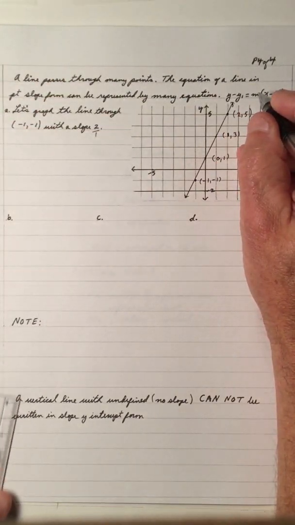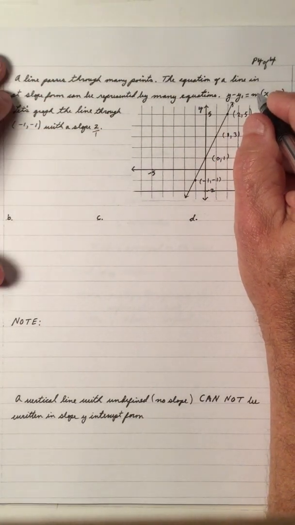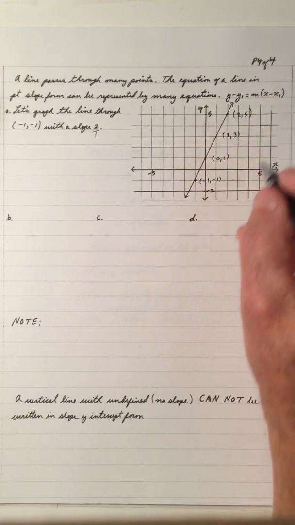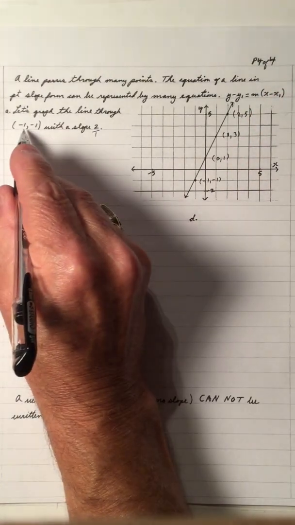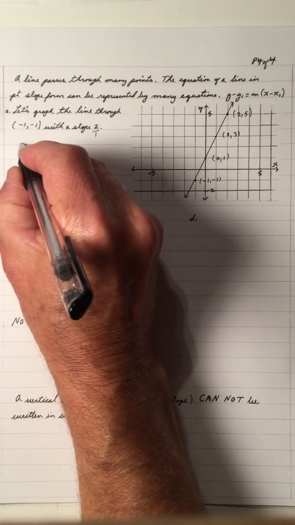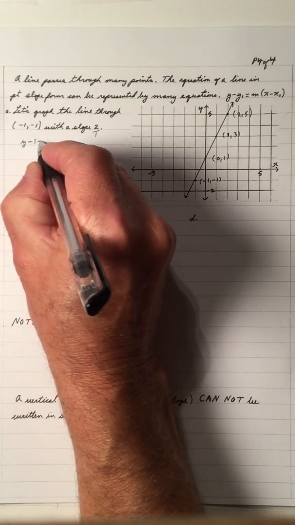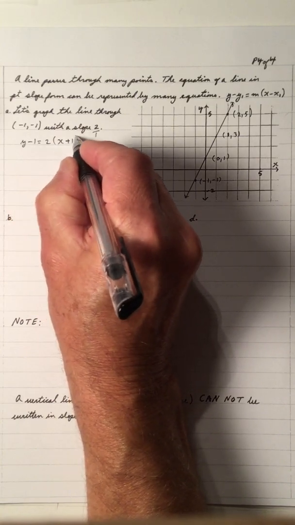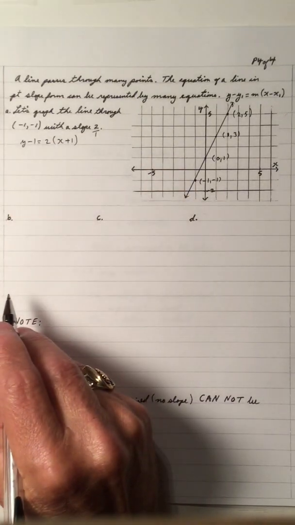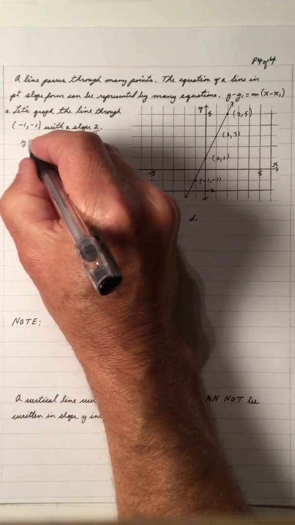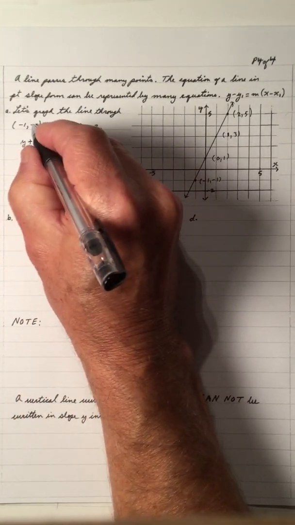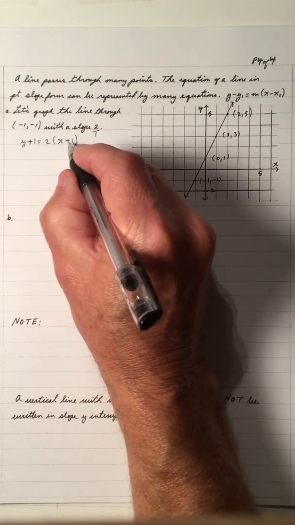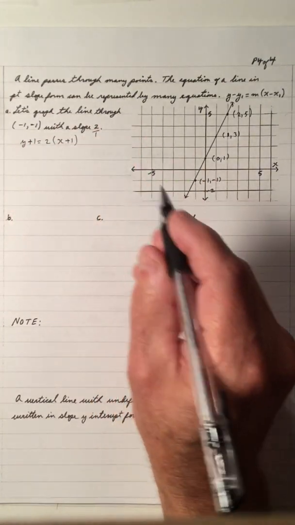So what I'm going to do now is take those 4 points and work out the 4 equations. So if we take the point (-1, -1), the equation becomes y plus 1, slope is 2, and x plus 1, point slope form. Y plus 1. I forgot to change the sign. I said it, but I didn't change it. So y plus 1 equals 2 times x plus 1.